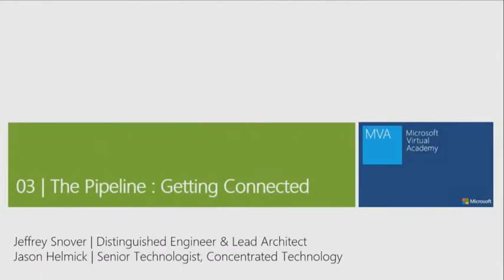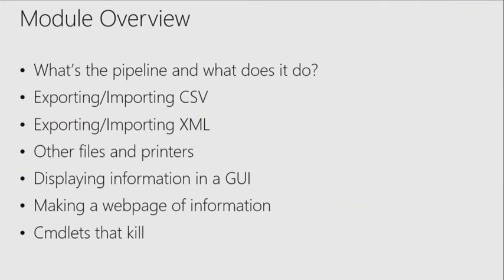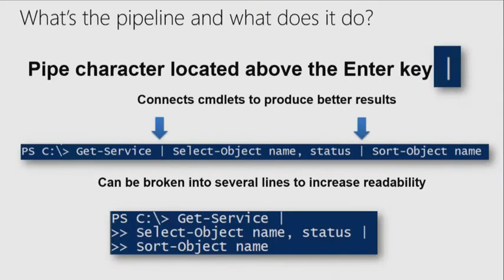So our third topic for the day is getting connected with the pipeline. And the first thing is, we're going to go through all of this. So there's the Qt module overview. But take a look at this. What's the pipeline? First of all, look at the character here. See this character? This is located above, like it says right here, located above your enter key. And the reason I say it like that is because a lot of folks don't even know where this character is. Let me give you an example.